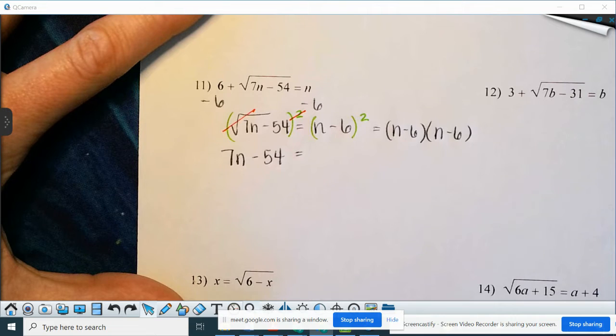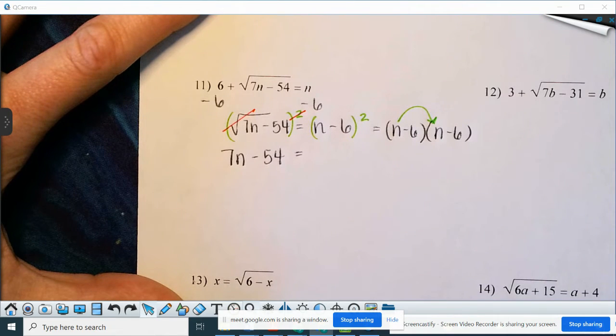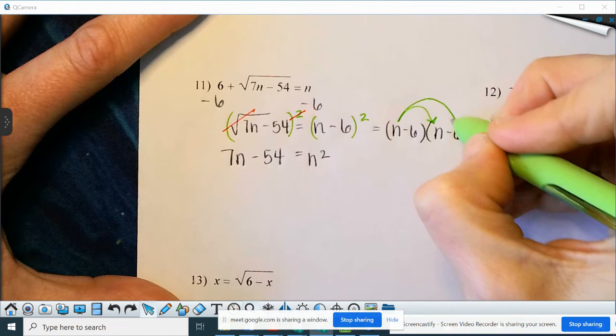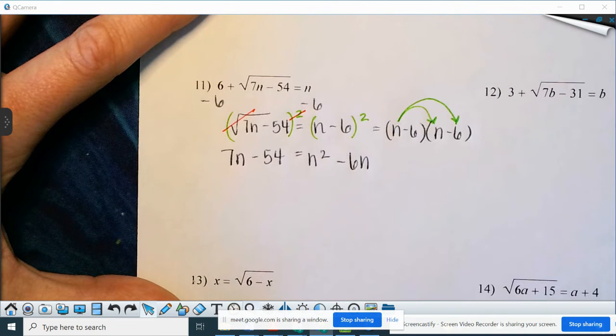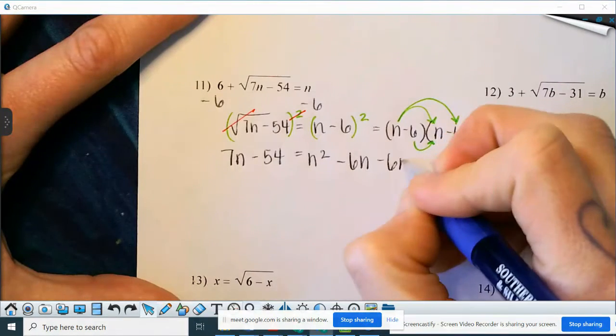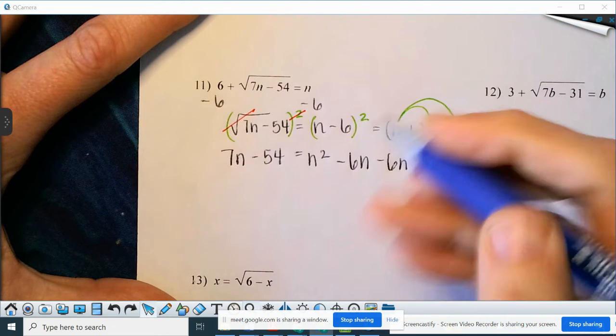So at this point, you're either going to FOIL, or distributive property if you want to think about it, or box method, whatever works best for you. And Ava, thank you. Sorry, I now see that you typed in. So we're going to do n times n is n squared. N times a negative 6 gives negative 6n. Negative 6 times n, negative 6n. Negative 6 times negative 6 gives me a positive 36.